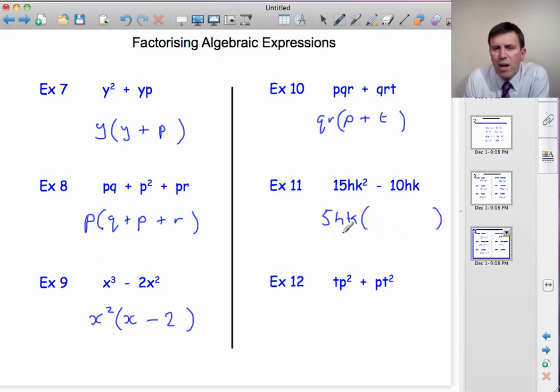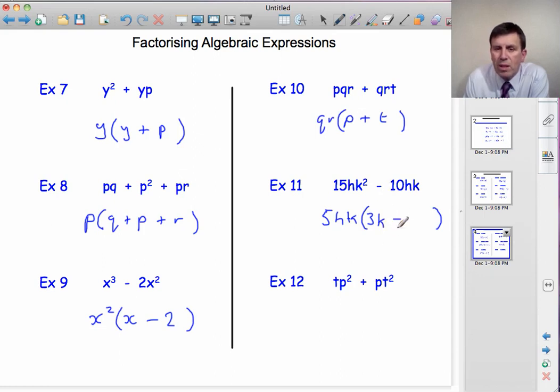What do I multiply 5hk by to get 15hk squared? Now just build this up slowly. What do I multiply 5 by to get 15? 3. 5 3s are 15. h is already there. I don't need any more h's. But I need a k squared. So that k needs to be multiplied by another k. k times k will give me the k squared.